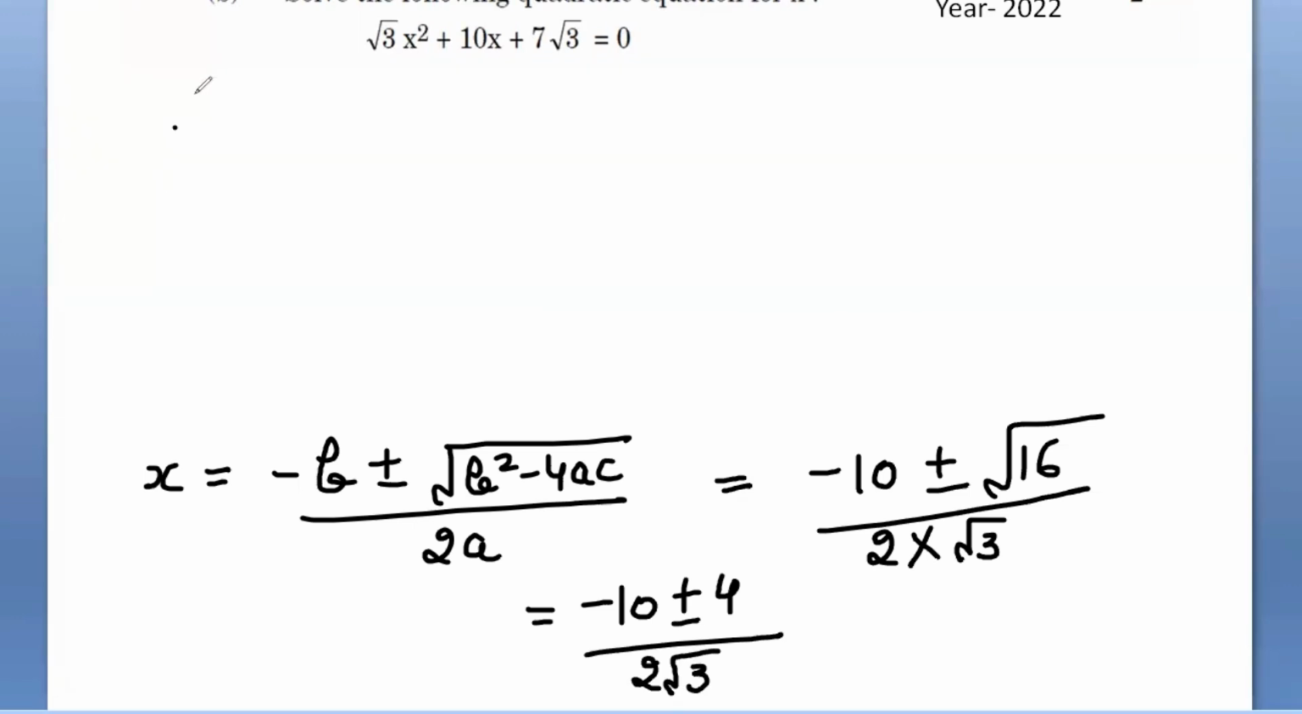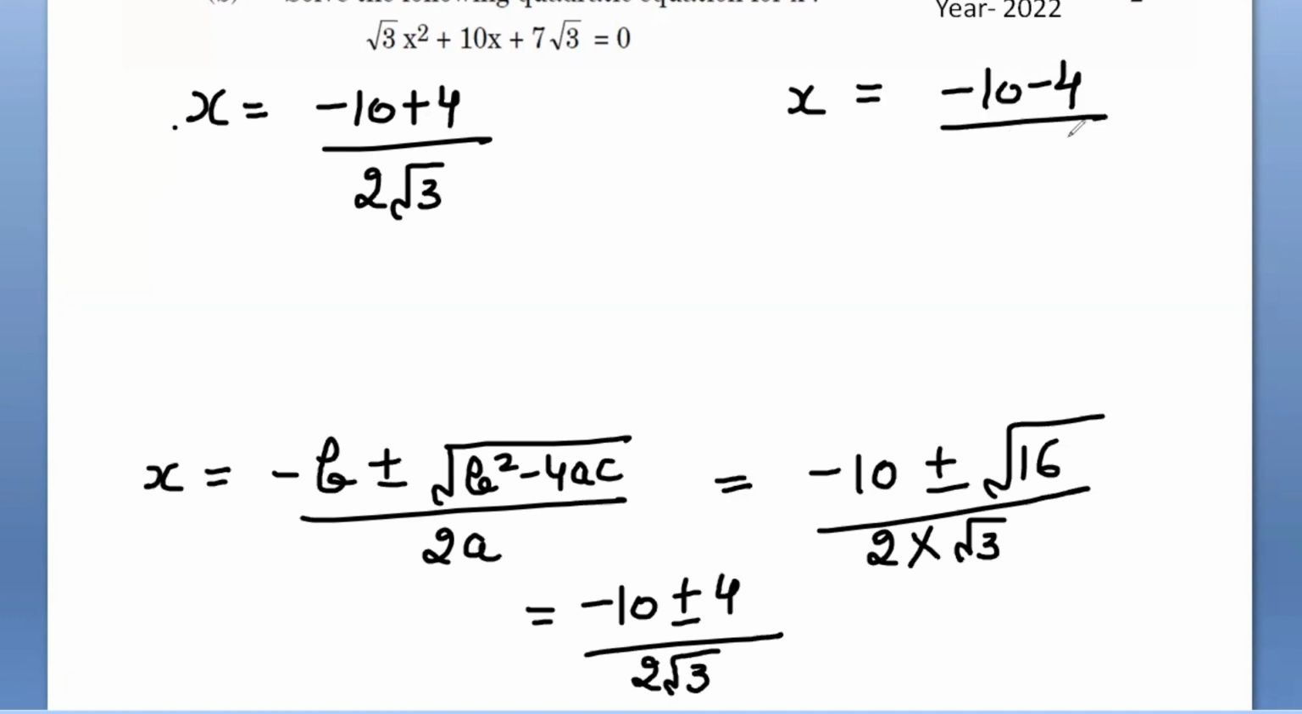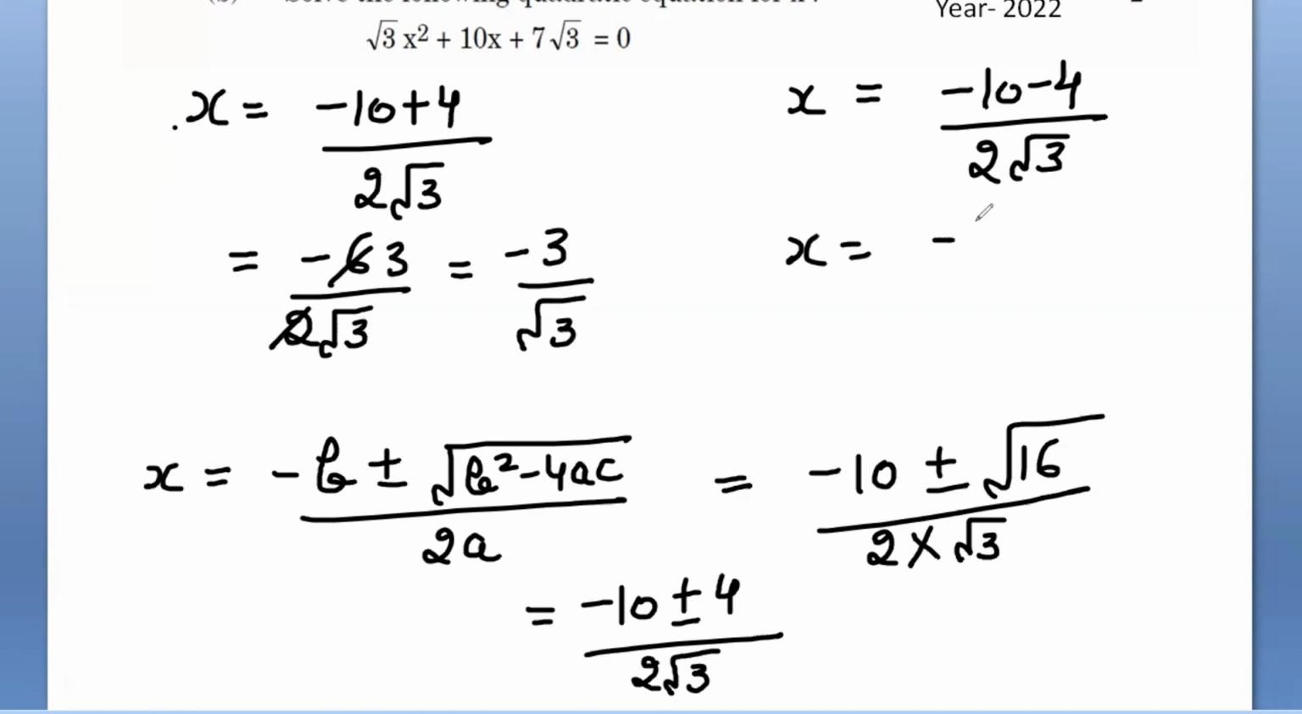That means the value of x will be either minus 10 plus 4 over root 3 or the value of x will be minus 10 minus 4 over root 3. That means it is equal to minus 6 over root 3. We can simplify it. We'll get here minus 3 over root 3 and x is equal to minus 14 over root 3 and 2 7s are 14, minus 7 over root 3.